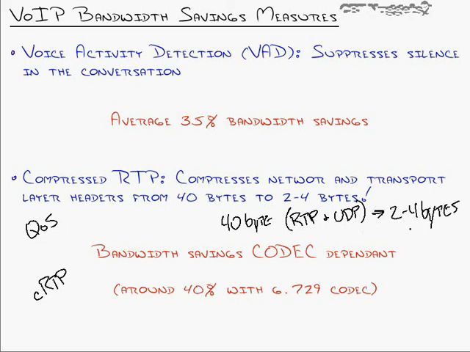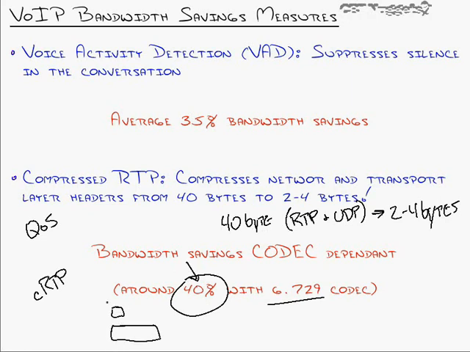Now, it doesn't actually compress them, it actually strips them, but I'll talk about more of that when we get to the quality of service section. You can get around 40% bandwidth savings if you're using the G729 codec. I couldn't really throw a flat figure out there because this is headers, and the percentage of savings that you get really depends on how big the audio is.